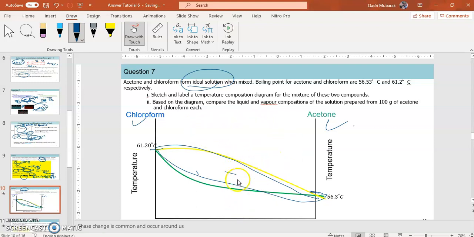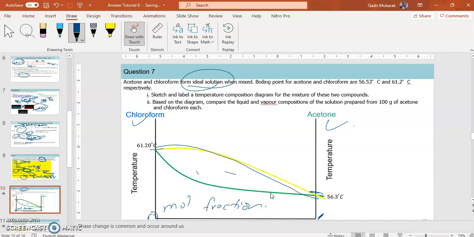And don't forget, we need to determine that this one is 0, this one is 1. So here is the mole fraction, the mole fraction of our mixture.